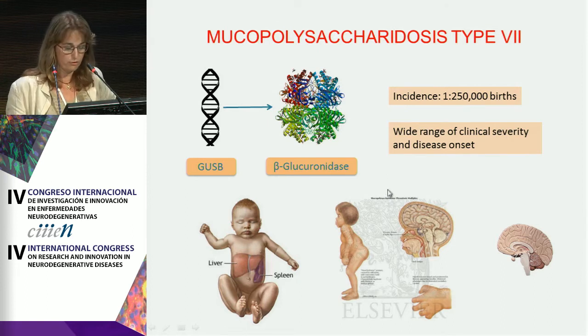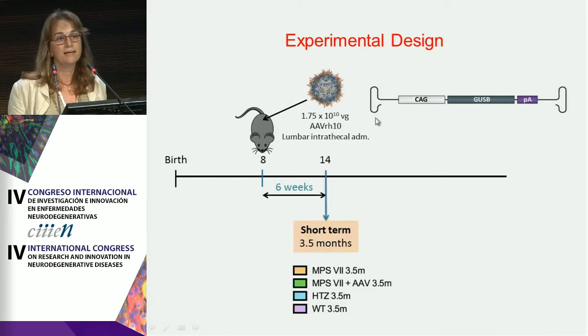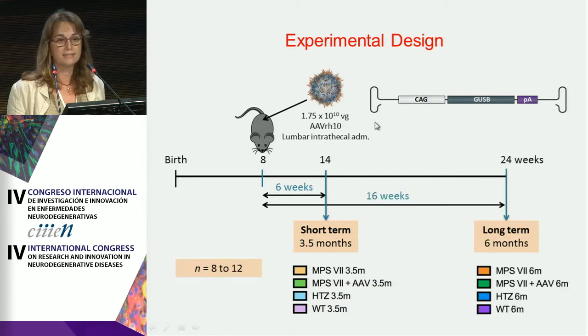In order to look for strategies of gene therapy, what we did in this case was administer an adeno-associated vector containing the cDNA for beta-glucuronidase into the lumbar area, into the CSF, through a lumbar intrathecal administration, which is a very poorly invasive technique compared to intraparenchymal or intracerebroventricular administration. The animals were sacrificed and analyzed at 6 weeks or at 16 weeks.